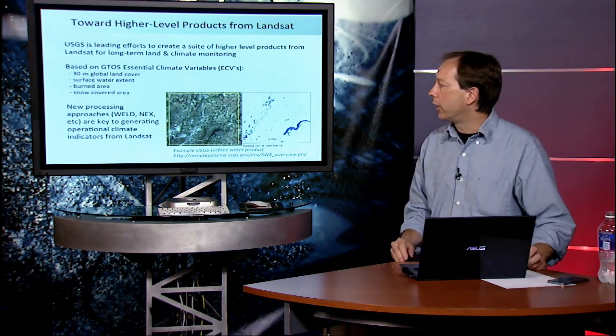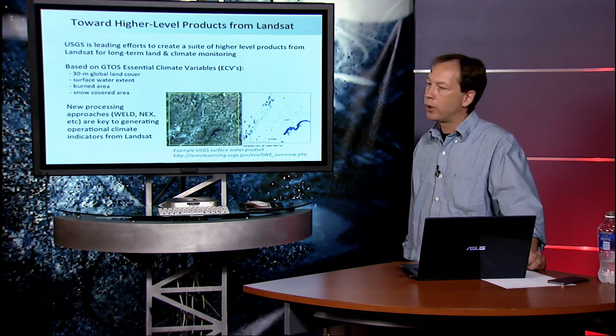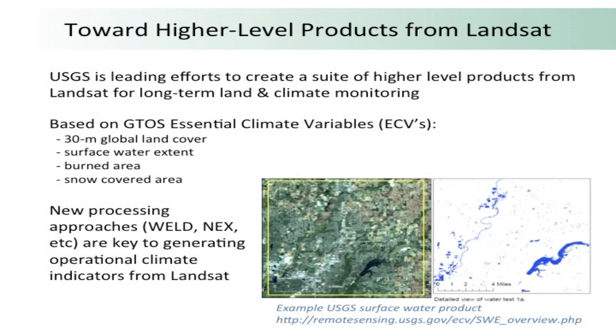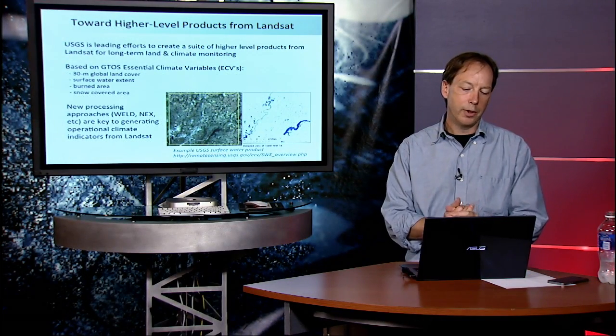One of the things that's going to help us in that regard are moving toward higher level products from Landsat. One of the things about Landsat is you've basically been able to download images and that's pretty much it. What we're now moving toward is a model more like EOS or MODIS, where there are a series of standard products, either low-level products like temperature and reflectance, or higher-level products like leaf area index and biophysical variables.